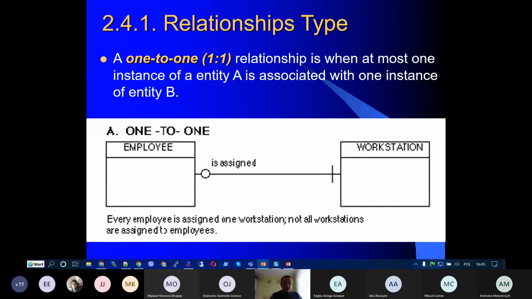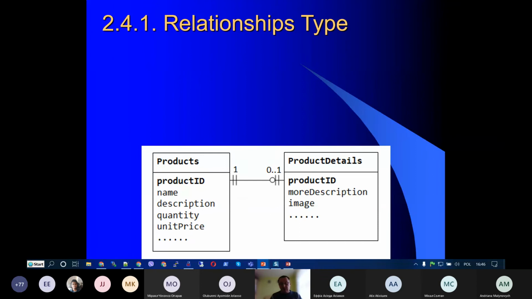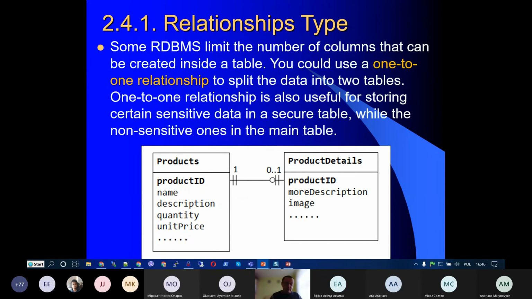And we have three major relationship types. One-to-one, when at most one instance of entity A is associated with one instance of entity B. Not very often used, but sometimes helpful when we want to provide some extra details, which are maybe not too hard to keep within the major description, but are important and have to be stored as well.